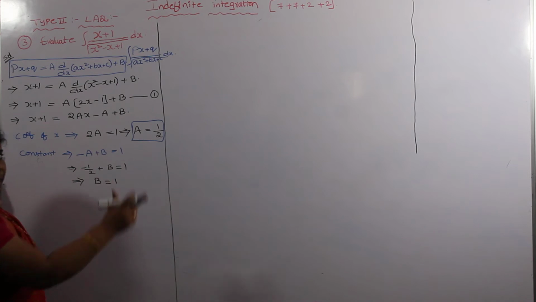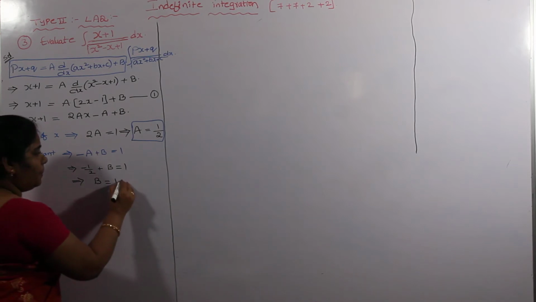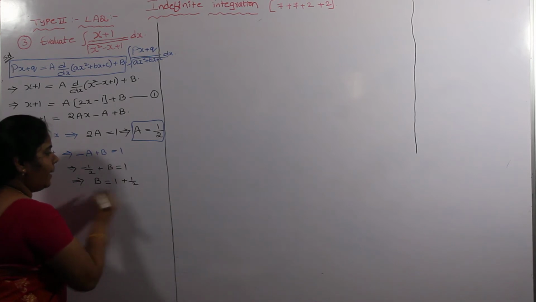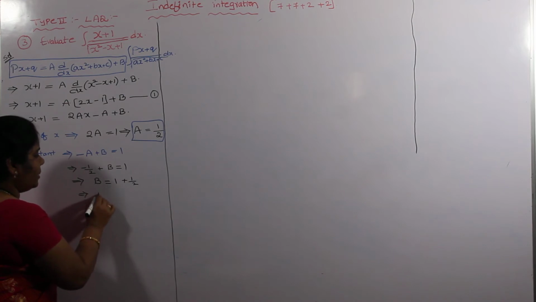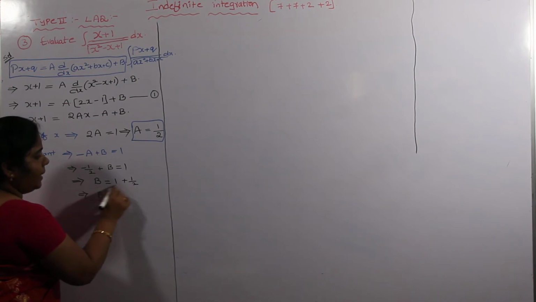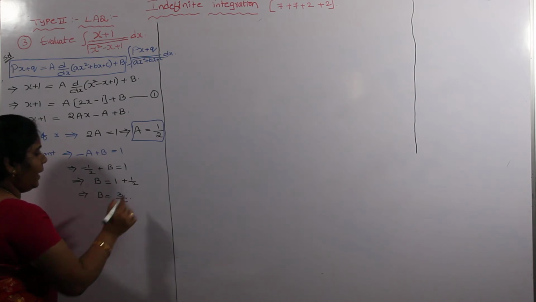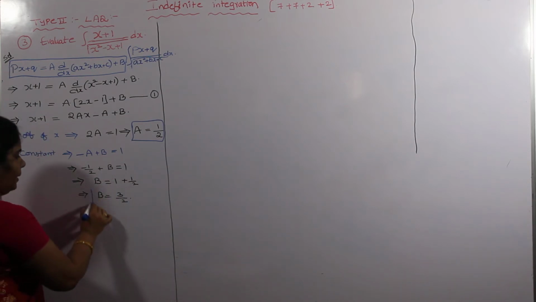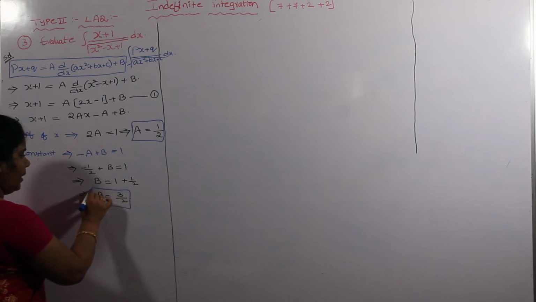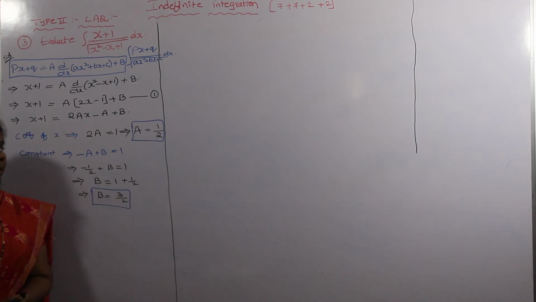The minus 1 by 2 is taken to the other side, so it becomes plus 1 by 2. B is equal to 1 plus 1 by 2, which is 3 by 2. LCM is 2: 2 plus 1, that is 3 by 2. From this we get capital A and capital B values.